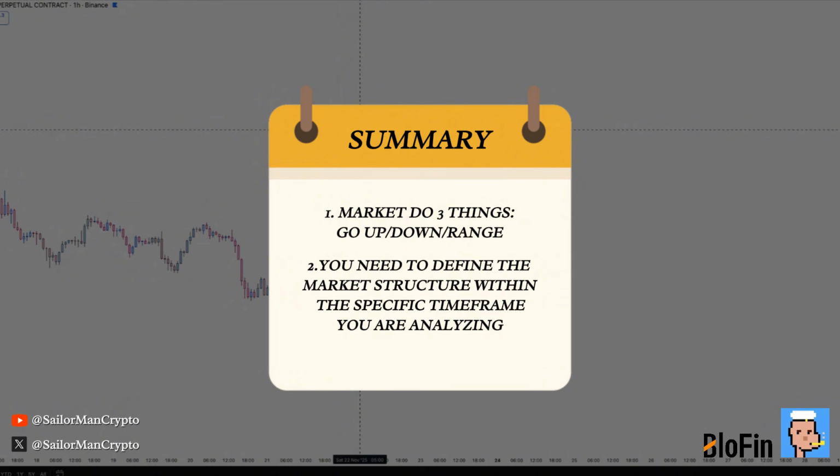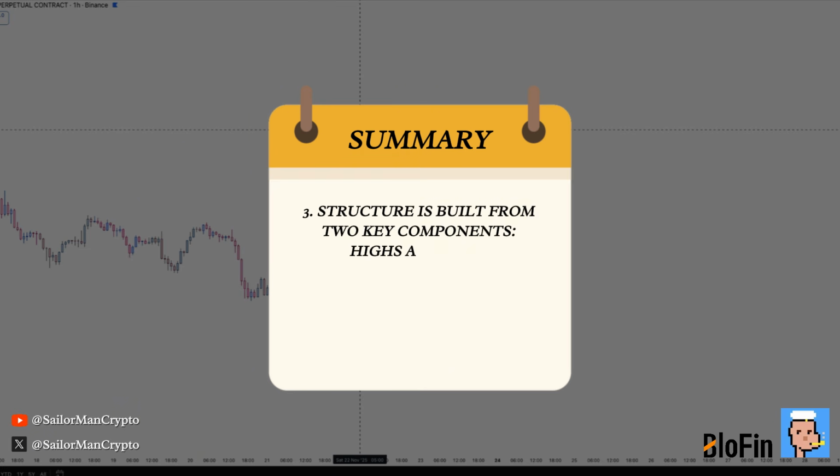Whenever you select the structure, the main point to focus on is that market structure is composed of two components: a high and a low, a low and a high. Whenever you want to confirm a high, you need to see the following low. Whenever you want to confirm a low, you need to see the following high. Once you have this, you will have boundaries. These boundaries determine where the market structure on that specific time frame will occur.